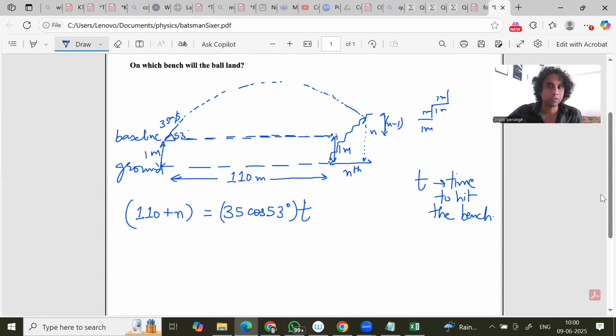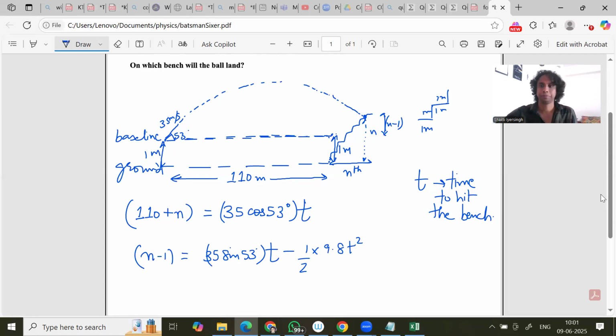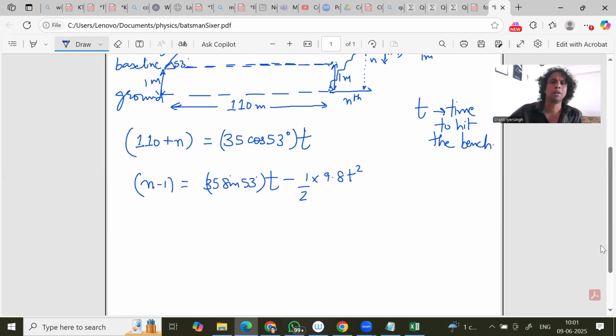So at this point, the height of the projectile is n minus 1 meters above the baseline. And that's equal to the vertical component, 35 sine 53, times t, the time to reach this point, minus half g t squared, basically ut minus half g t squared. And I'm going to take g as 9.8 times t squared. Now this is equation 1 and equation 2. Now it's easily solvable. We can substitute n in terms of t here and then just solve for t.